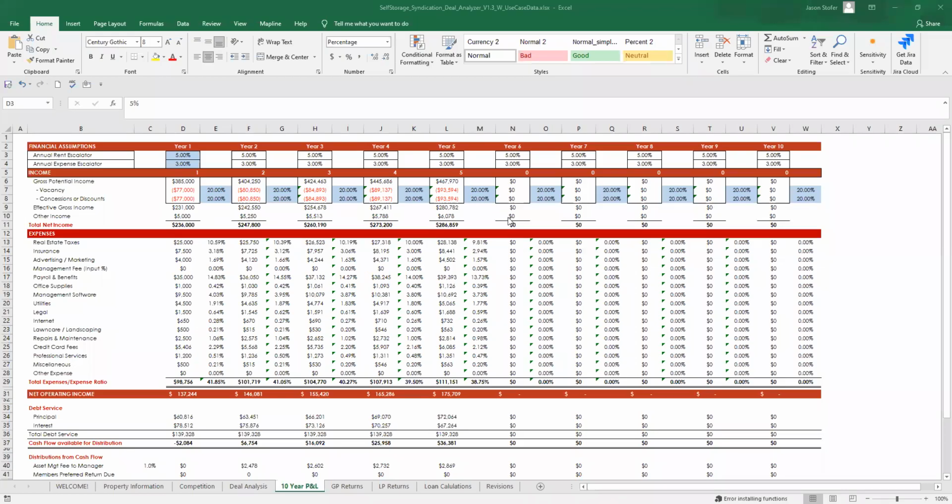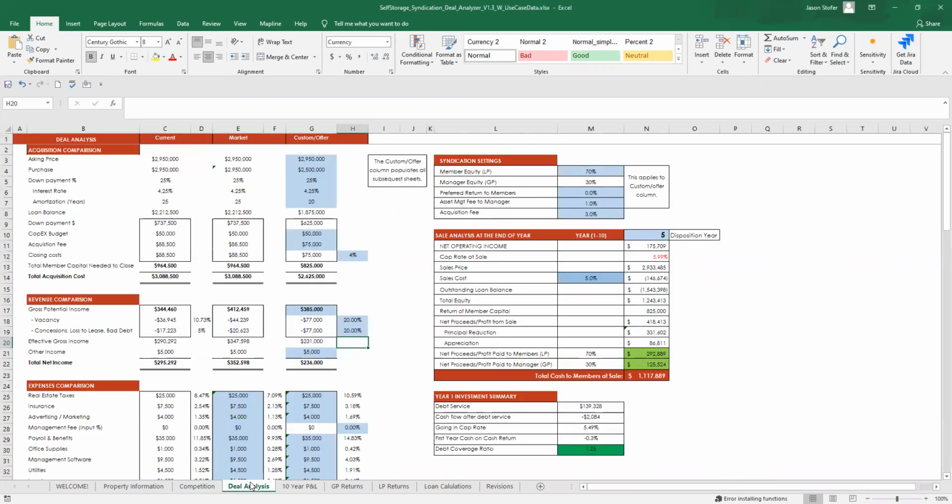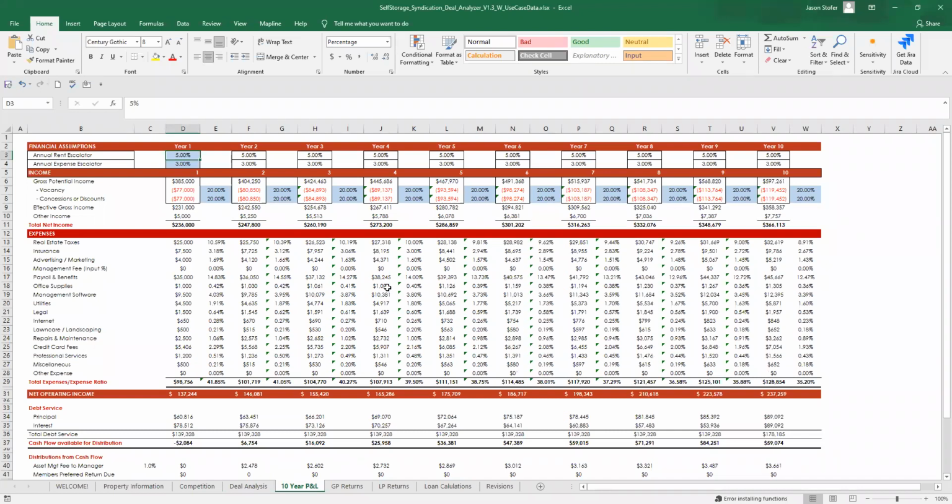All right, welcome back. So now we're going to talk about the 10-year P&L. As you can see here, only 5 years are listed because that's what I put my deal analysis at, 5 years. But if I were to change that, let's go to 10. So here it automatically populates everything for 10 years.